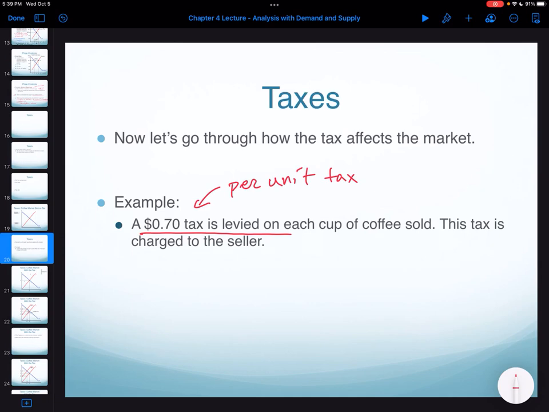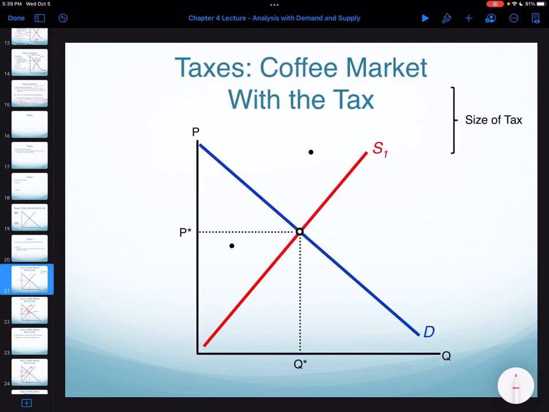Whereas a flat per unit tax is easy because it means there's a parallel shift of the supply curve. Okay, so we've got a 70-cent per cup of coffee tax, and it's going to be charged to the seller. That is, by law, the seller is responsible for paying this tax. All right, so let's go see how we would work through this.